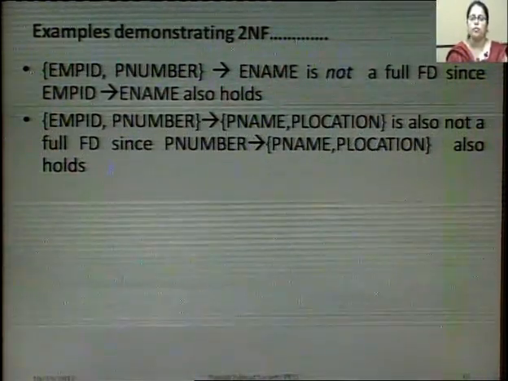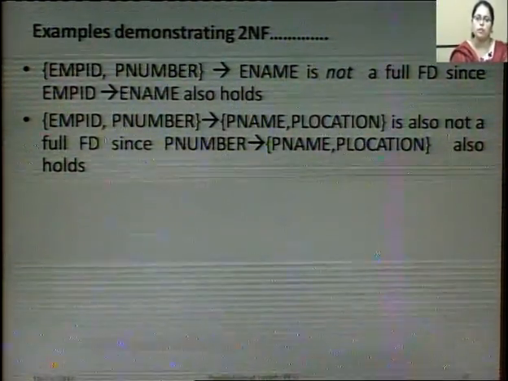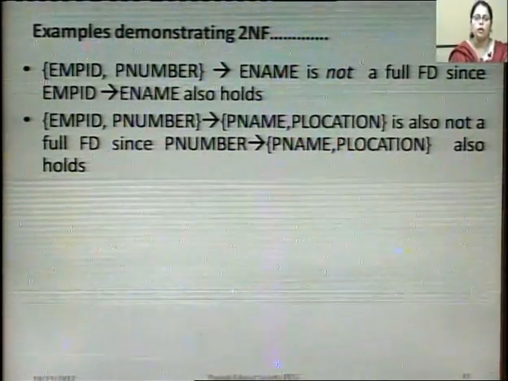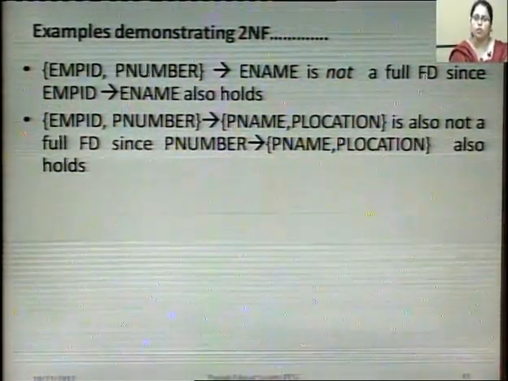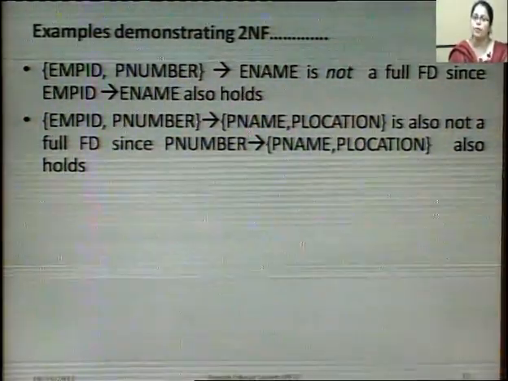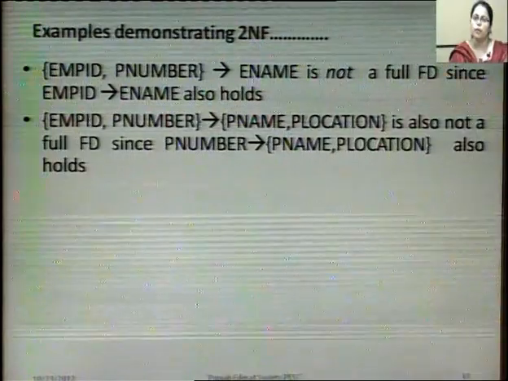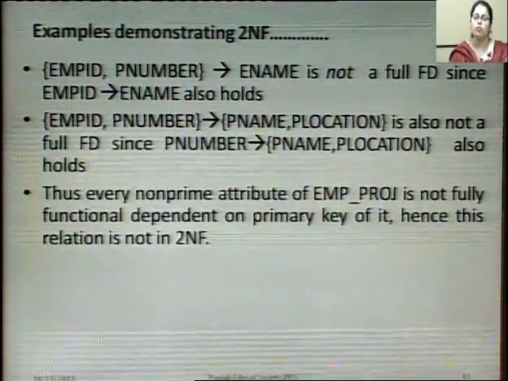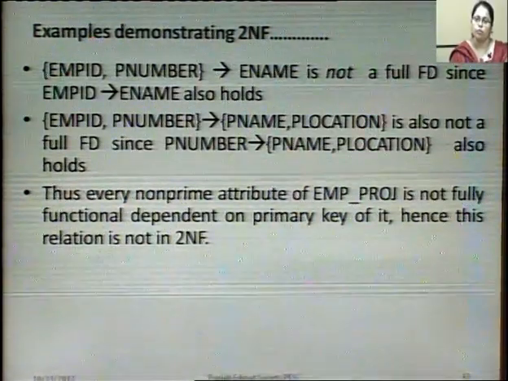Similarly, the second dependency which we have discussed earlier is also a partial functional dependency. Now E name, P name and P location are non-prime attributes and they are not fully functionally dependent on the primary key, which is employee ID and P number. Therefore this relation is not in the second normal form.